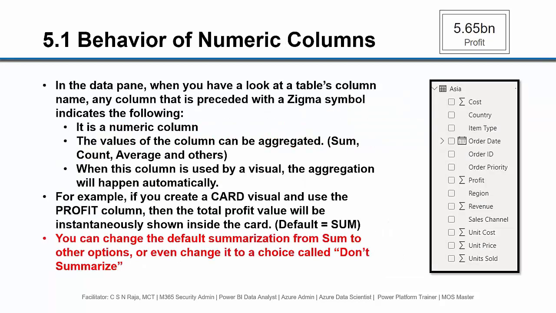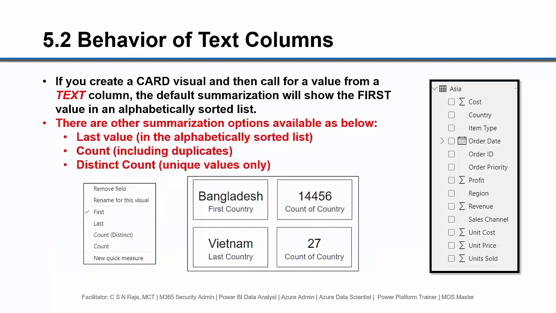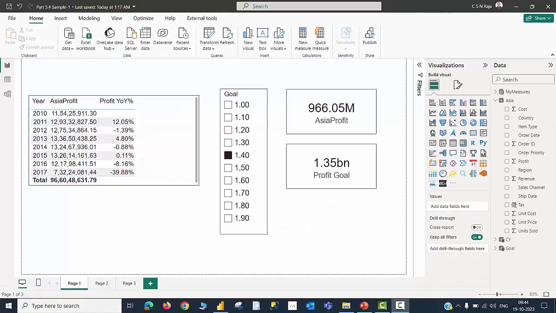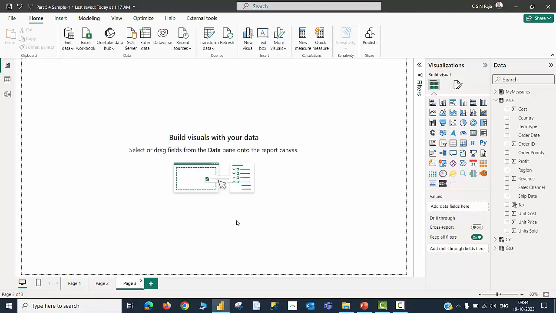When I speak about implicit measures or using a column to provide value for a visual, there are three things I need to understand. Number one, the behavior of a numerical column. Number two, the behavior of a text column. Number three, the behavior of the date column. Let me show them in action and then continue the discussion. I am in the Power BI file in which we have worked in the previous module. Let me open a plain new page, where there are no visuals. As we have already discussed, the name of the table is called Asia, and we have quite a number of columns. Some of them are numerical columns, some of them are date columns, some of them are text columns.